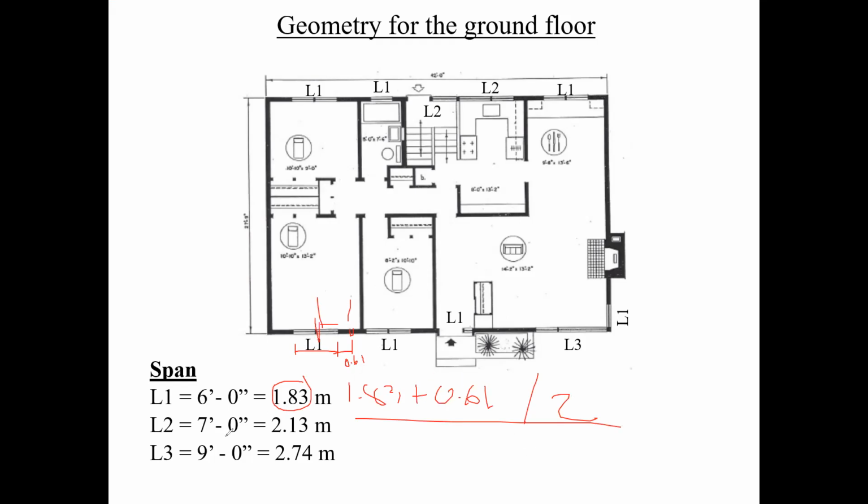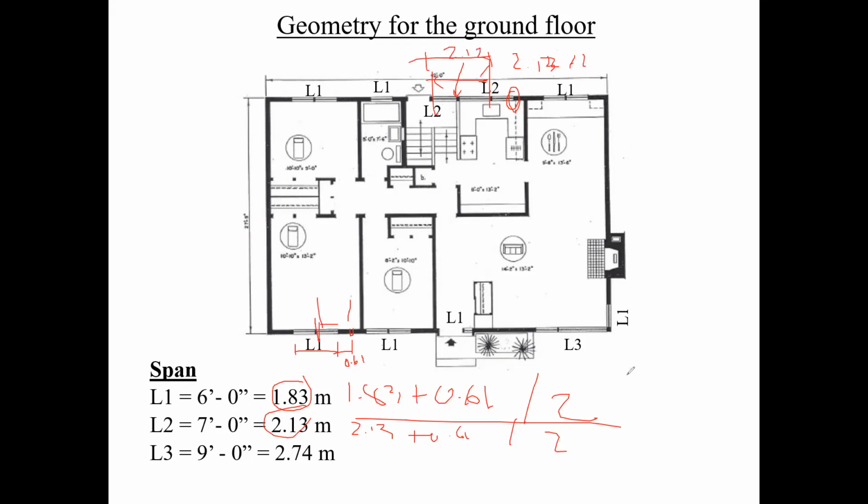And of course, the same thing would apply here. So this would be 2.13 plus 0.61 divided by 2, and that would be for L2, in other words, for this column here. For this column here, of course, this would be the tributary width for that column there. So in other words, it would be 2.13. For this column here, it would be pretty redundant, 2.13 plus 2.13 divided by 2. So in other words, for this column here, the tributary width would be 2.13 meters.